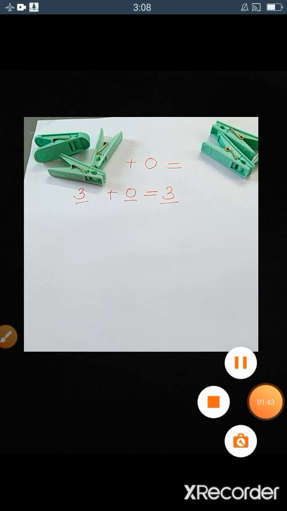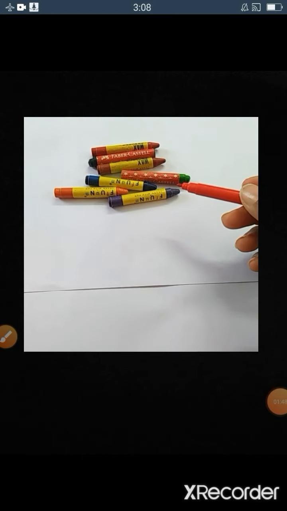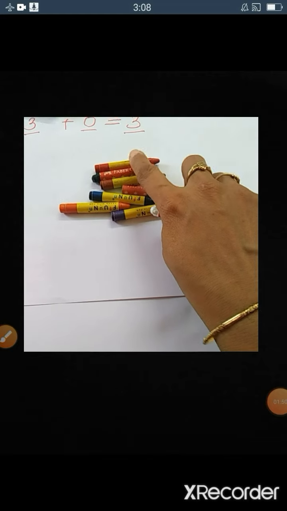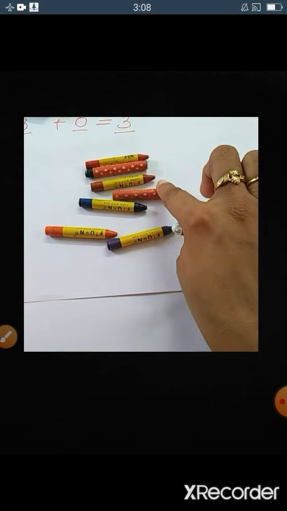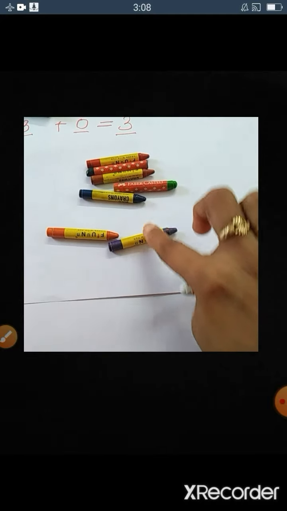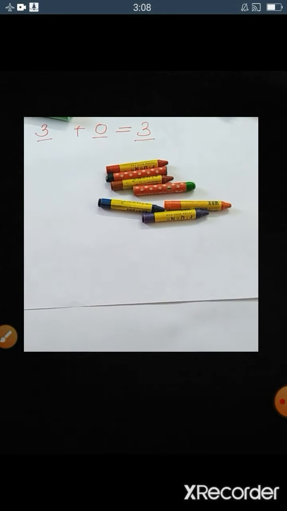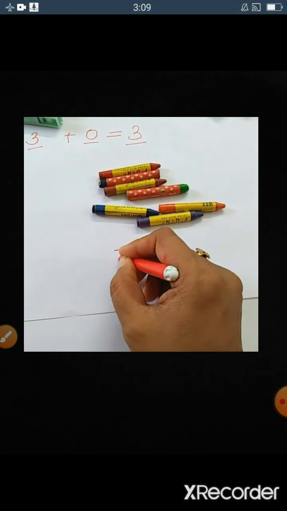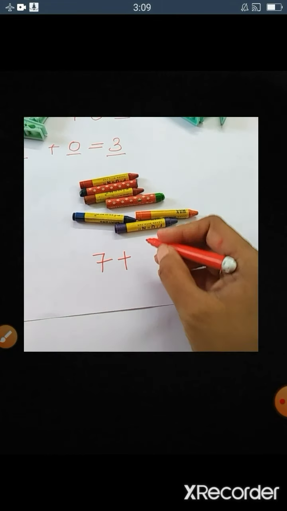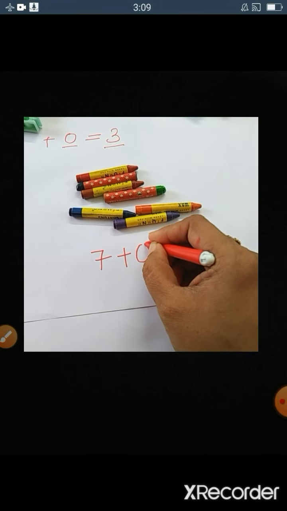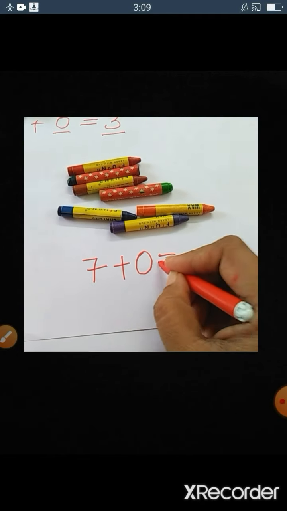Children, now I am taking some crayon colors here. Let us count how many crayons I have taken. 1, 2, 3, 4, 5, 6, 7 crayons I have taken. So I am writing 7 to it, and to it we are not adding any crayon. Okay, nobody is giving crayons to us. So how many will be there then?